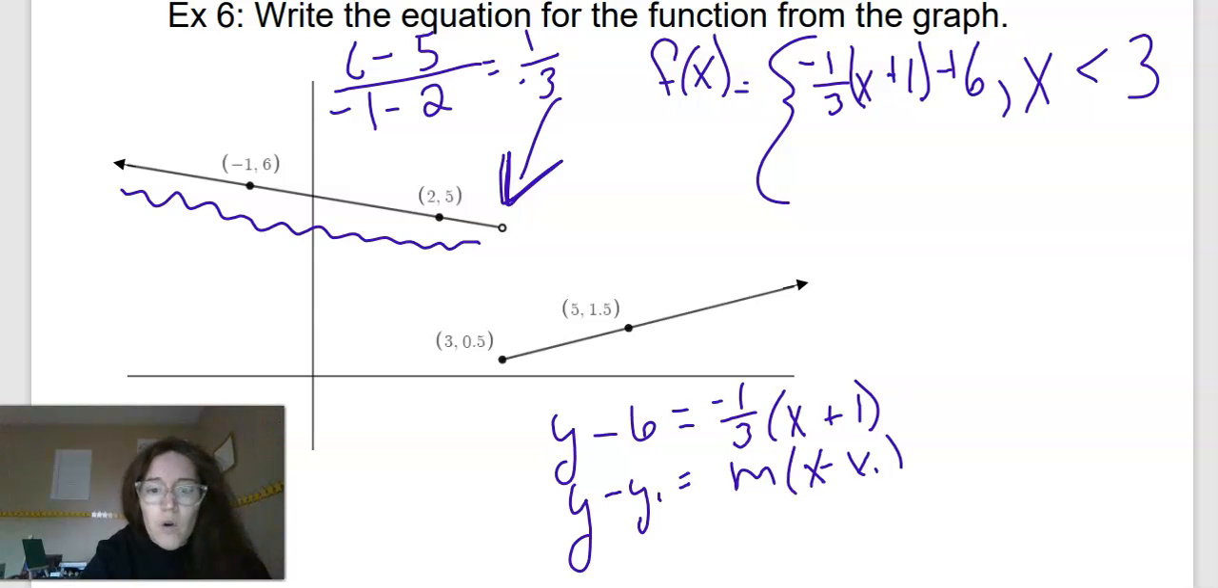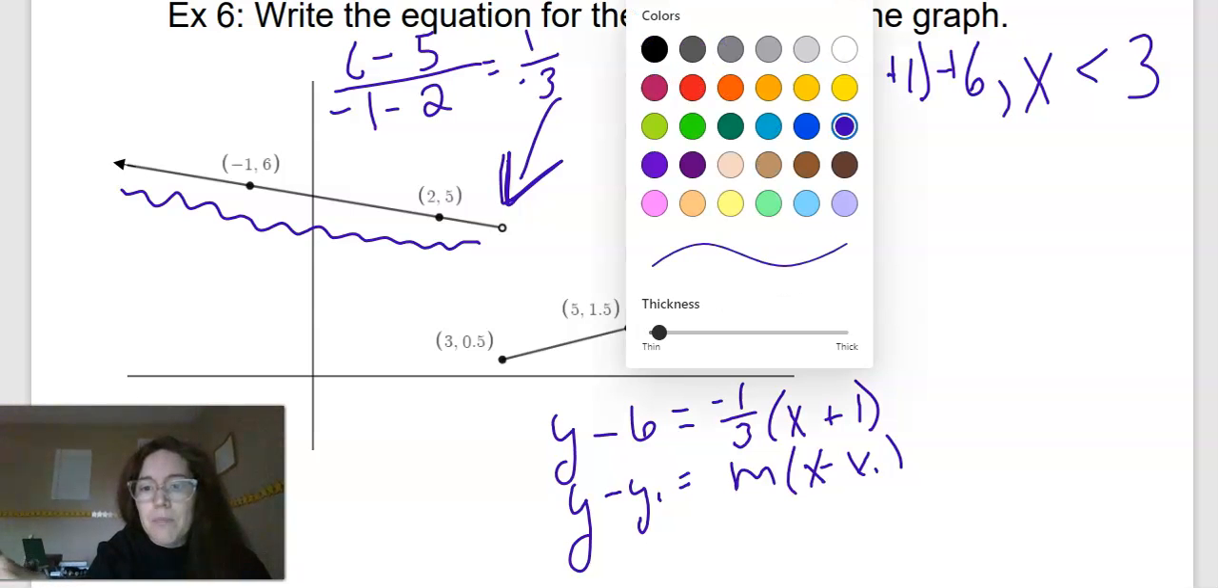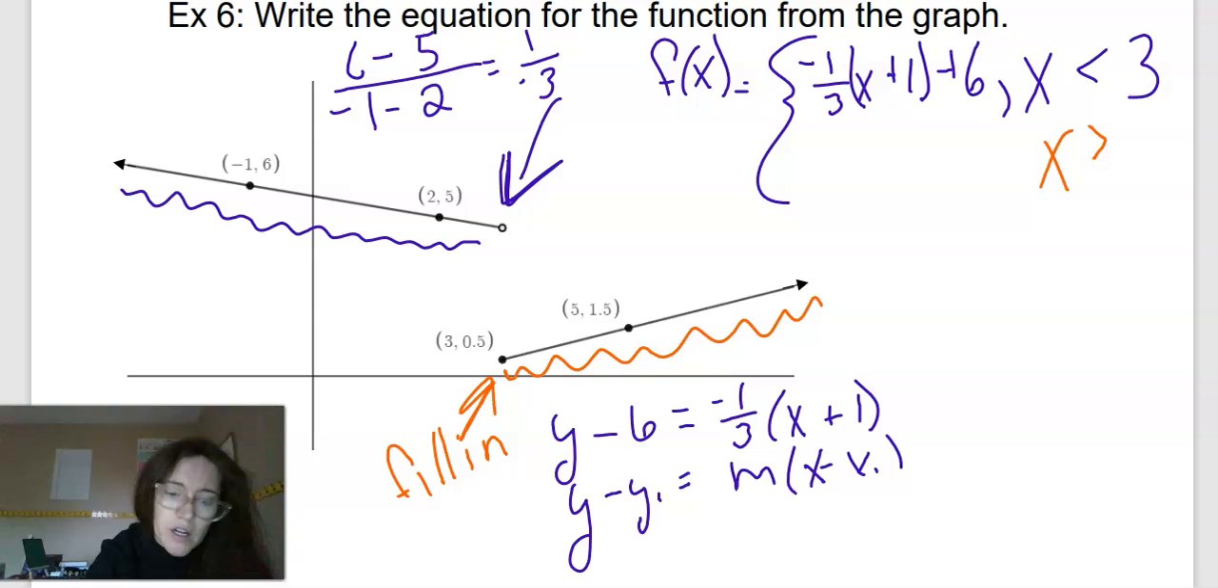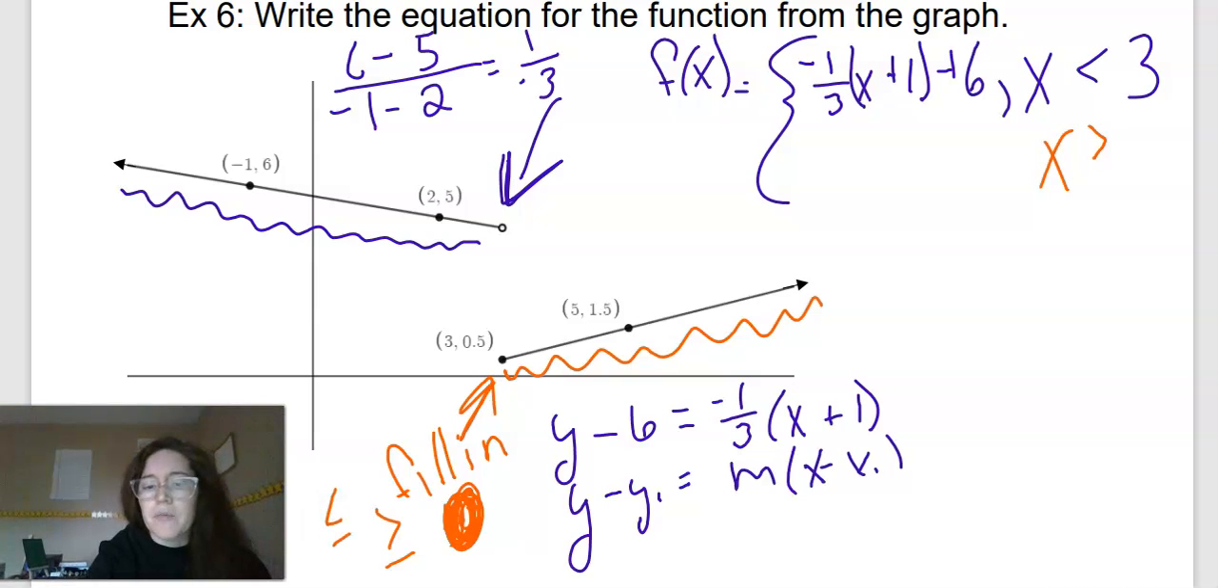That's all. Now over here, new color. All right, so this section we're going to talk about now is starting at 3, but now it's going to be the values that are bigger than 3. But notice the difference here. This is filled in. Filled in means that we are going with the or equal to symbol, depending on where you're going. So that's set for that right there.